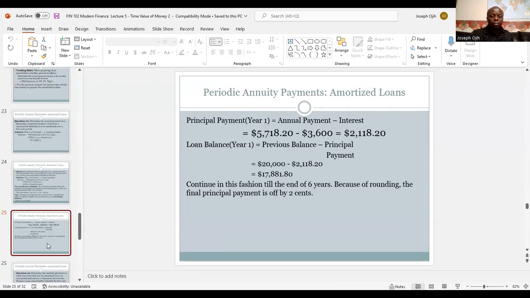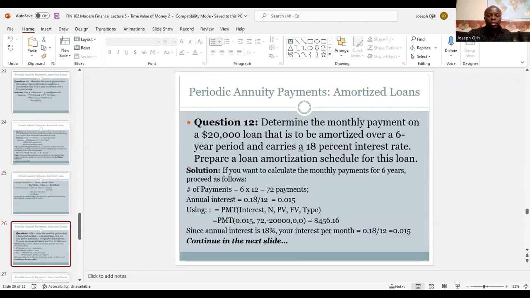Okay, let's see. All right, look at this question. Number 12 says, determine the monthly payment on a $20,000 loan, the same loan that we just amortized, but this time the payment is made on a monthly basis for 6 years. Determine the monthly payments on the $20,000 loan that is to be amortized over a 6-year period and carries an 18% interest rate. Prepare a loan amortization schedule. Now, unlike the other one that we just did, because it is paid on a yearly basis.